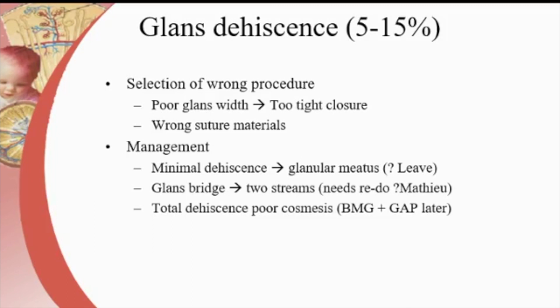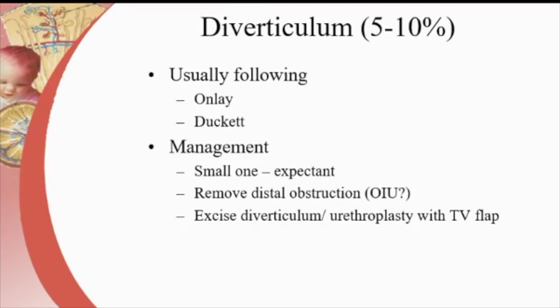Glans dehiscence is mainly because the glans width is not good, it is too tight. The management is, if there's a minimal glans dehiscence and you end up having a glandular meatus, you can probably leave it. But if there is a glans bridge with two streams, then you probably have to redo the repair, like a Mathieu repair or a urethral advancement. And if it is a big dehiscence with a poor cosmetic outcome, then you may have to lay open and do a buccal mucosa graft.